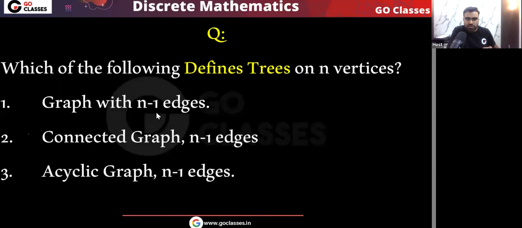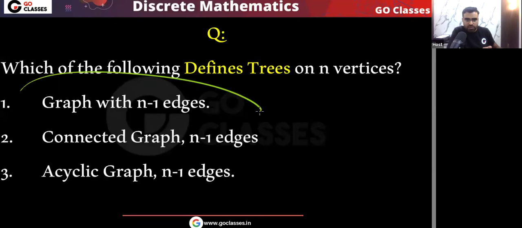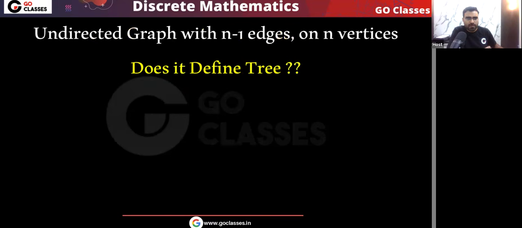Tell me the answer for this question. Which of the following defines trees on n vertices? Which of them is the definition of a tree on n vertices? Let's see one by one. Tell me, is this the definition of a tree? An undirected graph with n minus 1 edges on n vertices. Can I say this is the definition of a tree?